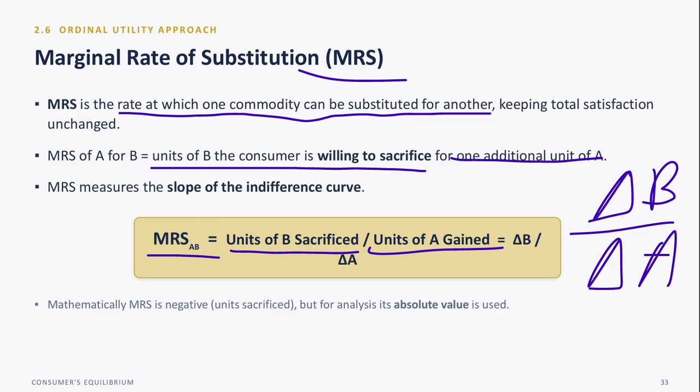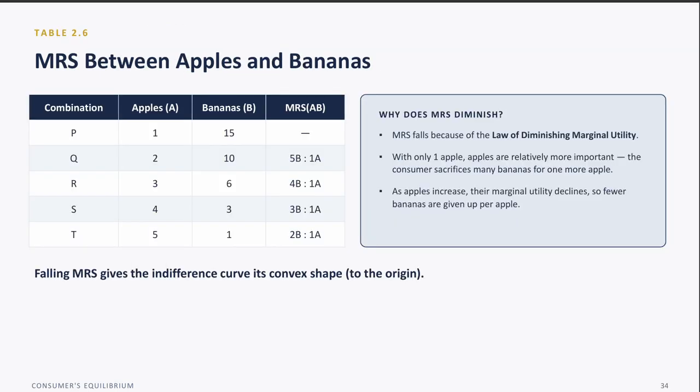Now MRS measures the slope of the indifference curve. So the indifference curve that we were drawing earlier, the slope could be measured through the MRS. Mathematically MRS is negative, but for analysis its absolute value is used. Because the indifference curve is downward sloping, you are always going to get the MRS to be negative. But consider the absolute value, that means the value without the negative sign.